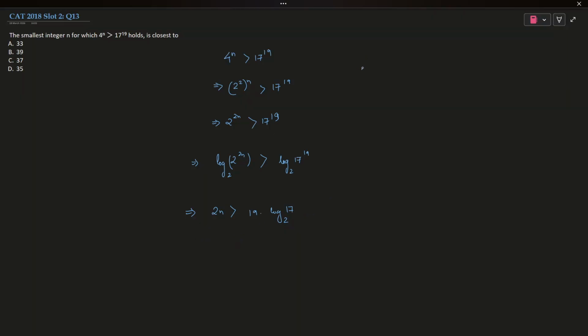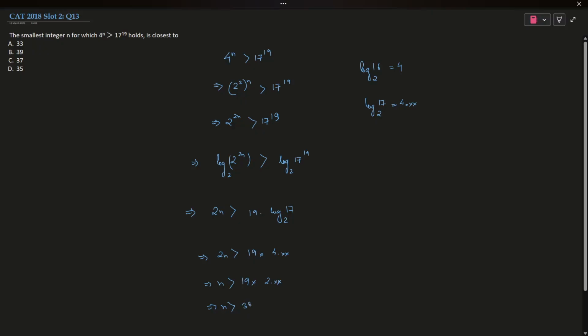Okay, what is log 16 to the base 2? This is 4. So I can say log 17 to the base 2 is approximately 4 point something something. So from here I can say 2n is greater than 19 into 4 point something something. N is greater than 19 into 2 point something something. I will divide by 2, right? So 4 divided by 2 will give me 2. It is just more than 4, so it will be more than 2, so 2.xx.